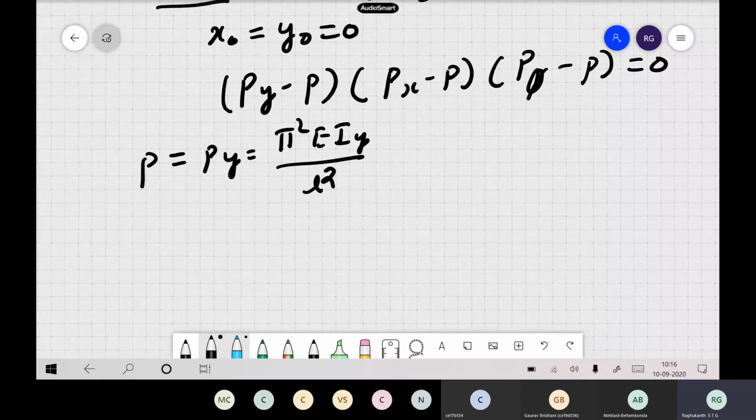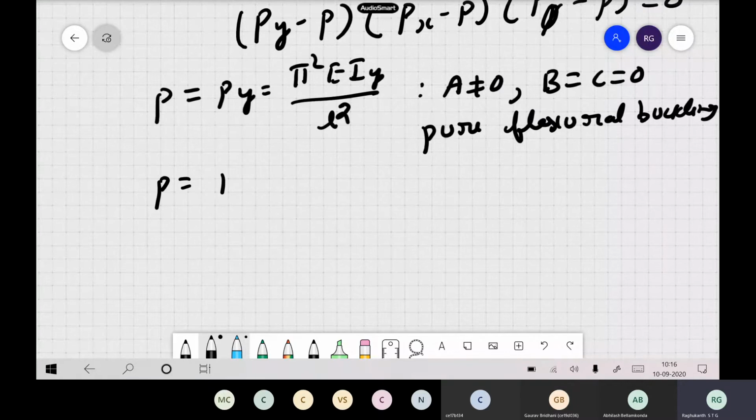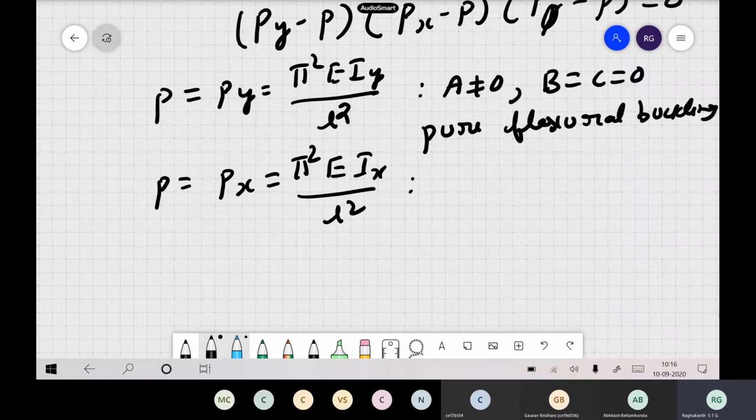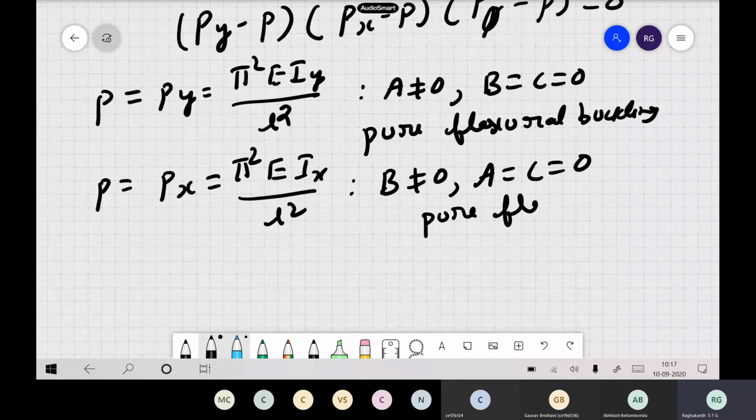You can go back and check the buckling mode shape also, which means A cannot be equal to 0, while B and C are both 0, which means it's a pure flexural buckling mode. You followed? Now in a similar fashion, when P is equal to Px, that is pi square EIx by L square, you go back and find out the eigenmode. You can check that B has to be not equal to 0, whereas A and C will be 0. So this is also a pure flexural buckling.